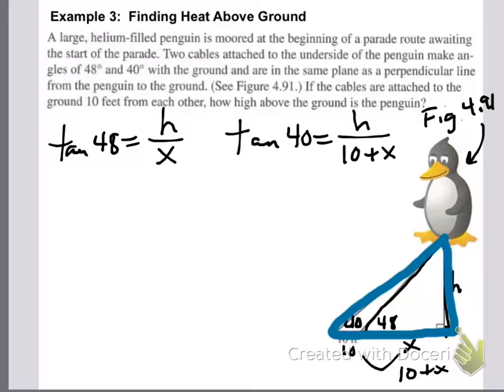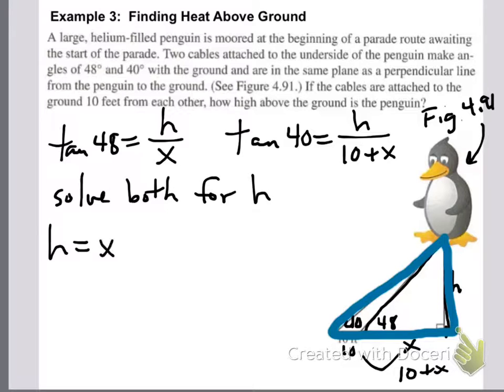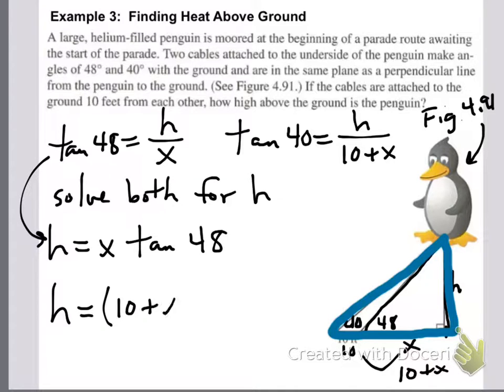Now, what we want to do is solve both for h. Now, h is on top. Since h is on the top, we multiply. So h equals x times tan 48. So that's the first, that's this one. And the second equation, h equals 10 plus x in parentheses times the tangent of 40.